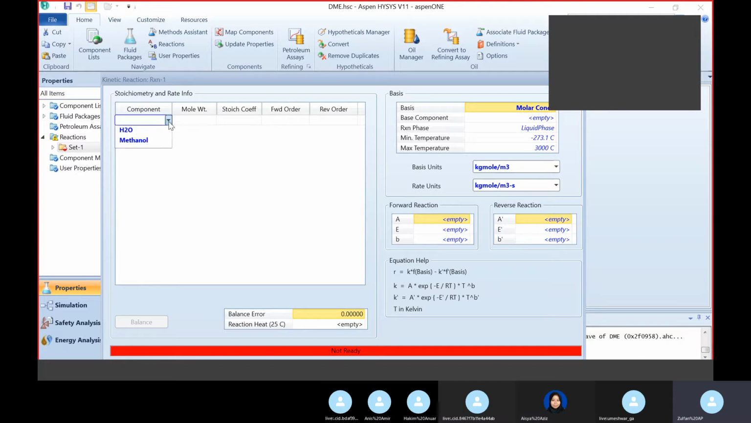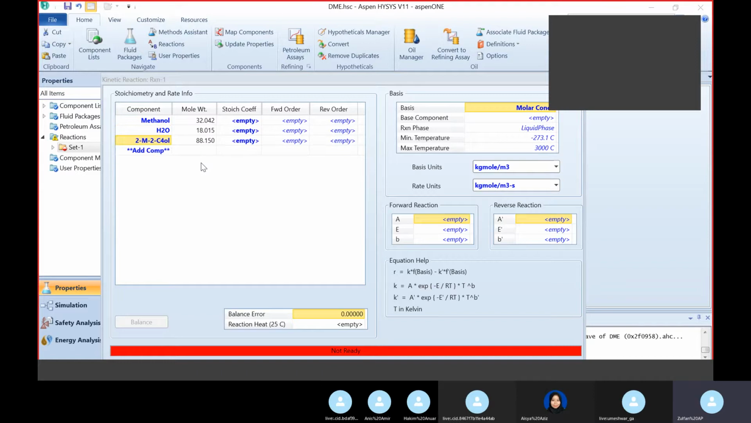Add component. This is a methanol dehydration. So the components are methanol, and then the water, and then DME. So we have to add all of them. And then the stoichiometric coefficient. Methanol is 2, but it is -2 because it is on the reactant side. Water is 1, and then the DME is 1. Enter.